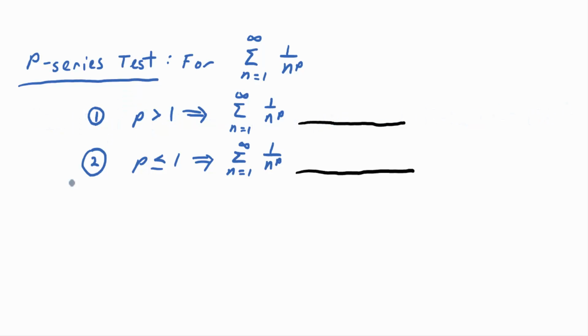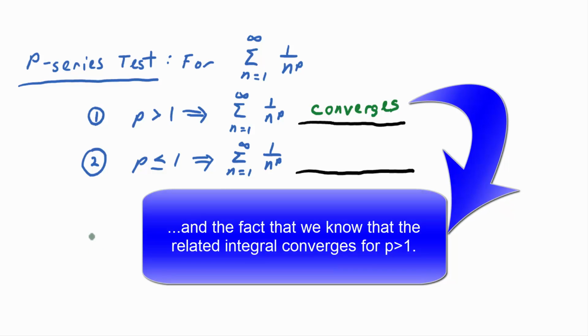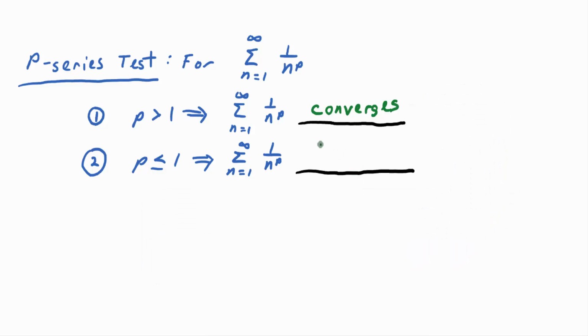The p-series test: we have a p-series, the sum n equals 1 to infinity of 1 over n to the p. If p is bigger than 1, what is the series going to do? It's going to converge. And it comes directly from the integral test. If p is less than or equal to 1, what is the series going to do? It's going to diverge. So the p-series test, along with the test for divergence, are probably the two easiest tests you can apply. When they work. They don't always work.